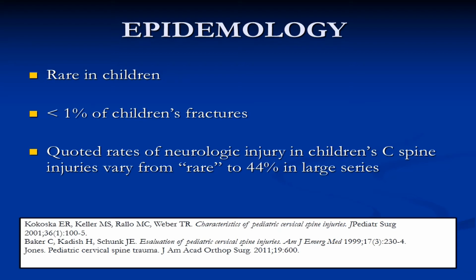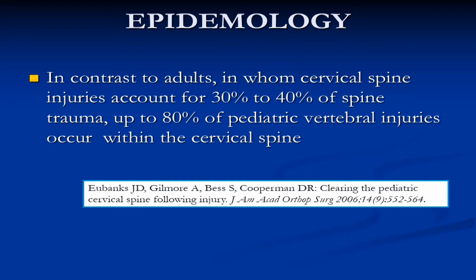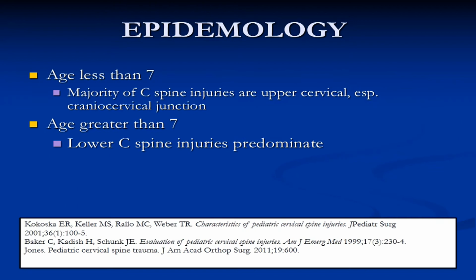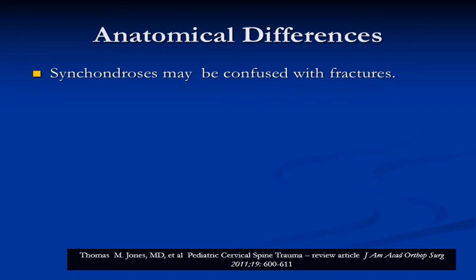Quoted rates of neurological injury in children with cervical spine injuries vary from rare to 44% in large series. In contrast to adults, in whom cervical spine injuries account for 30 to 40% of spine trauma, up to 80% of pediatric vertebral injuries occur within the cervical spine. In age less than 7 years, the majority of the cervical spine injuries are upper cervical, especially at the craniocervical junction, whereas in age greater than 7 years, the lower cervical spine injuries predominate, and we will later try to analyze why it is so. The synchondroses may also be confused with fractures.